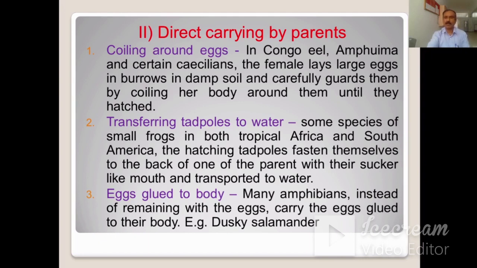Second is transferring tadpoles to water. In some species of small frogs in both tropical Africa and South America, the hatching tadpoles fasten themselves to the back of one of the parents with their sucker-like mouth and are transported to water. Number three is eggs glued to the body. Many amphibians, instead of remaining with the eggs, carry the eggs glued to the body, for example, the dusky salamander.